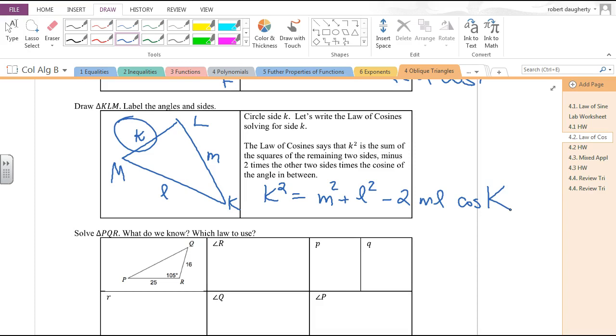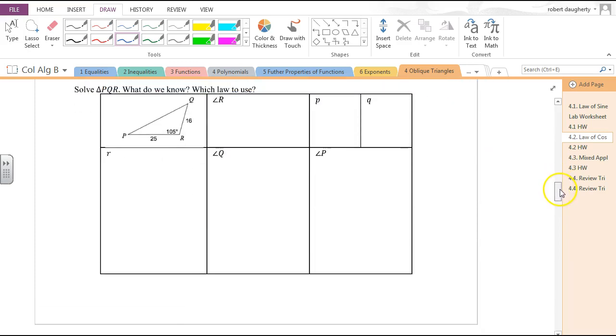Okay? So, let's get some practice working with the law of cosine. So, let's look at this particular triangle. Now, first of all, can I use the law of sines? No, because I only know one angle. I would need to know side R to use the law of sines. But this fits the law of cosine because I know two sides and the angle in between. So I know side angle side, or two sides and the angle in between. That is set up to use the law of cosine.